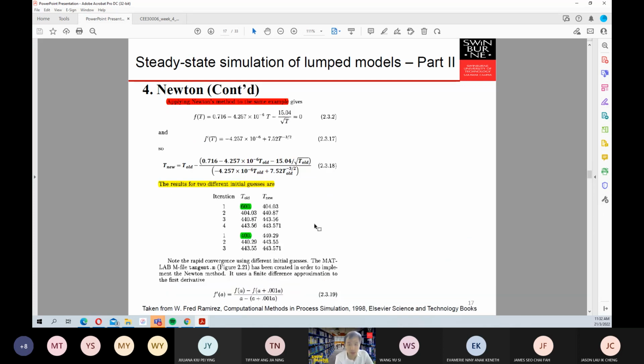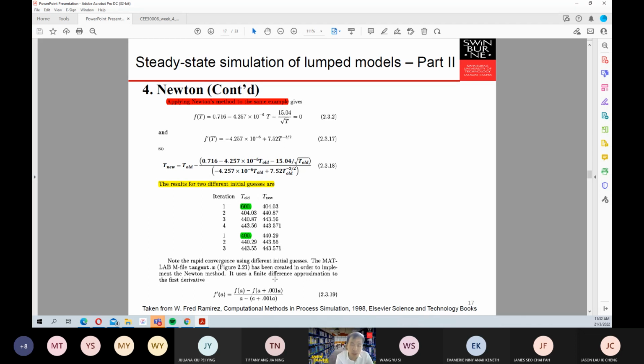So these are the examples. If you apply this method, you can calculate analytically the derivative of this function. Then you can calculate analytically how to connect the new value with the old value. If you use 600, you will get this. If you use 400, you will get this. So these are very quick.